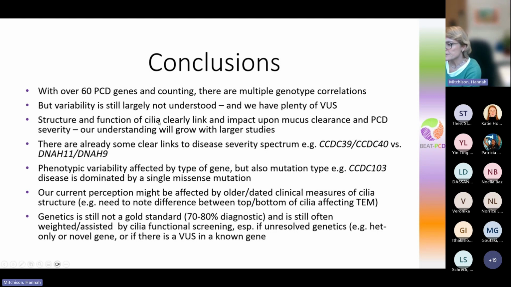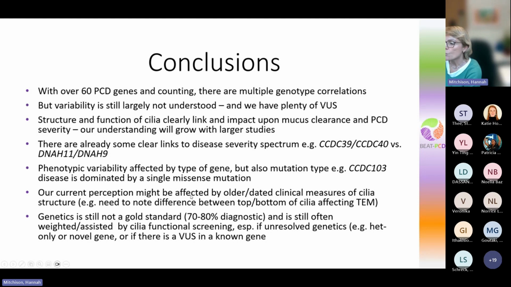So structure and function of cilia are clearly linked, with an impact upon mucus clearance and PCD severity. Our understanding is going to grow. We have these links, as I mentioned, CCDC39 and 40 severe, DNAH11, DNAH9 more mild. And important to remember, yes, gene type, gene group, but also mutation type within each gene is going to be vitally important.